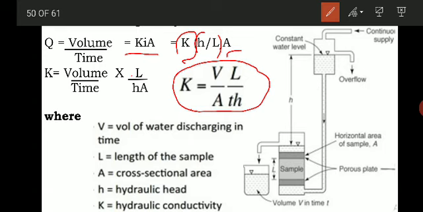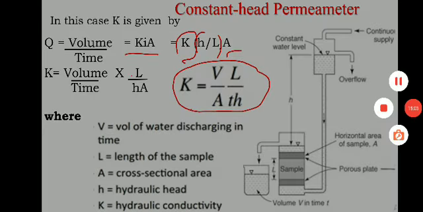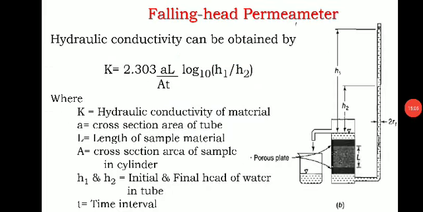So this is how we determine the constant head permeameter. Okay, with the help of that we can find out the hydraulic conductivity of the sample which is under observation. Then we'll see what is done in falling head permeameter method.